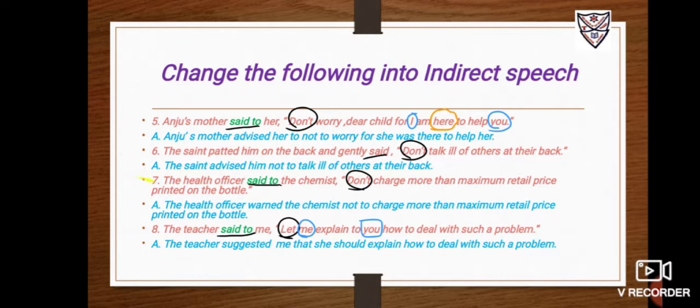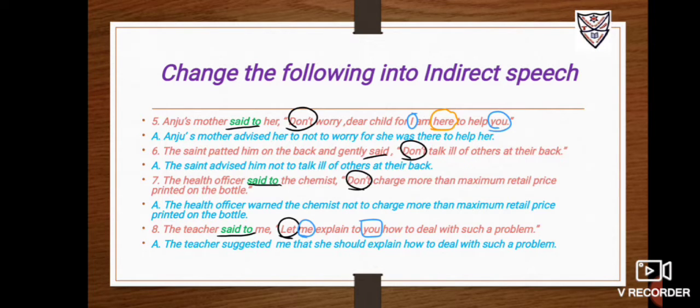Now go with the pronoun. So the health officer is the speaker, we will circle it. The chemist is the listener, we will box it. Inside the inverted commas there is no pronoun. Okay, so it's okay. Now next step is to go for the nearness. There is no nearness also. So it is the health officer said to the chemist. So it's usually he advised him or he warned him that you cannot charge more than that. Okay, so you use best, the word is warned. So it is the health officer warned the chemist not to charge more than maximum retail price printed on the bottle.